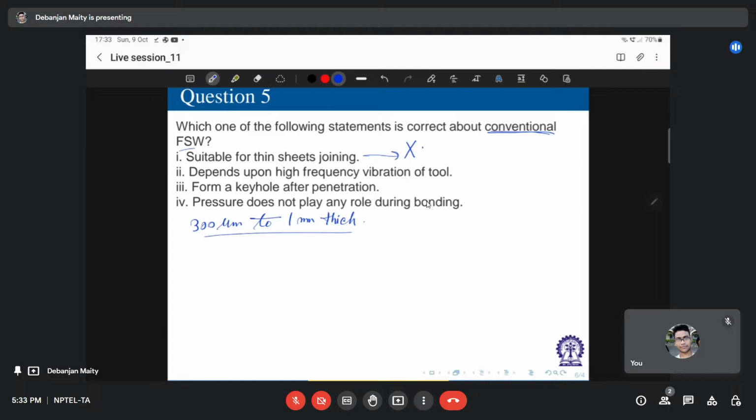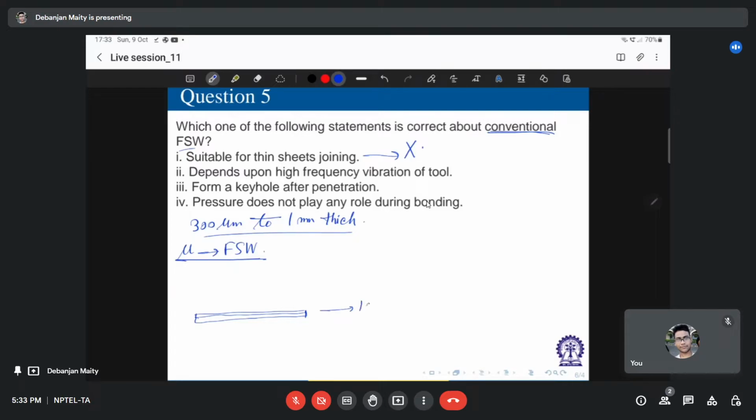Because if you see in micro friction stir welding, let us spend some time to understand what happens in micro friction stir welding. In micro friction stir welding, your sheets are very thin, right? Your sheets are very thin.